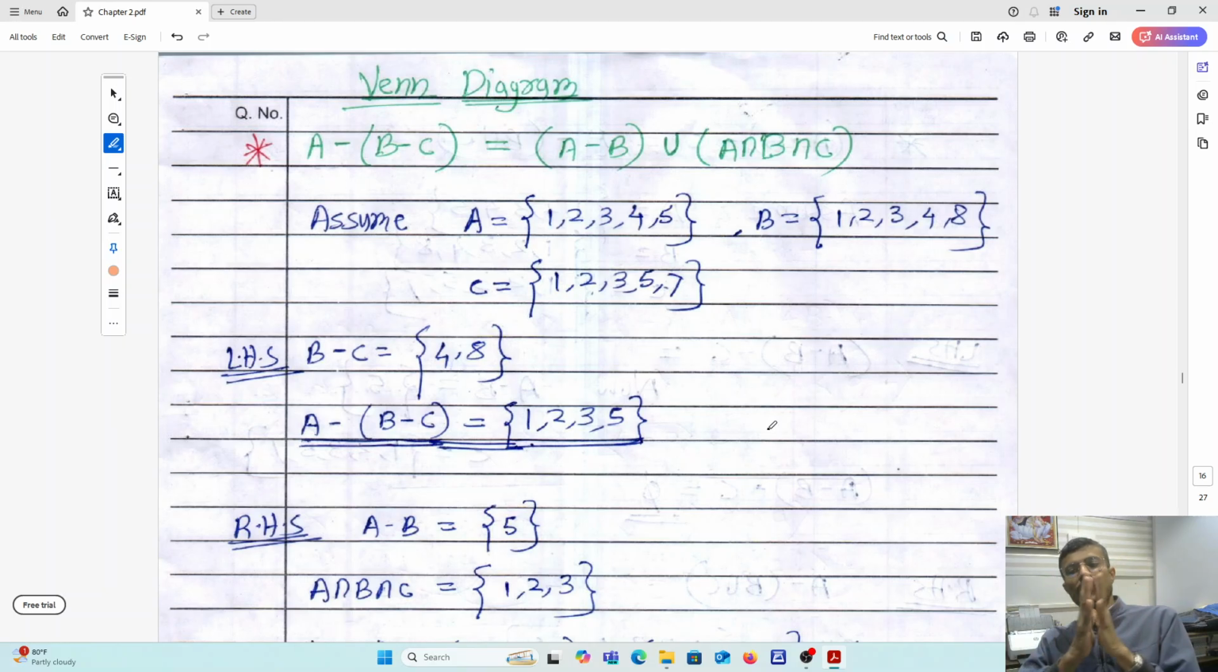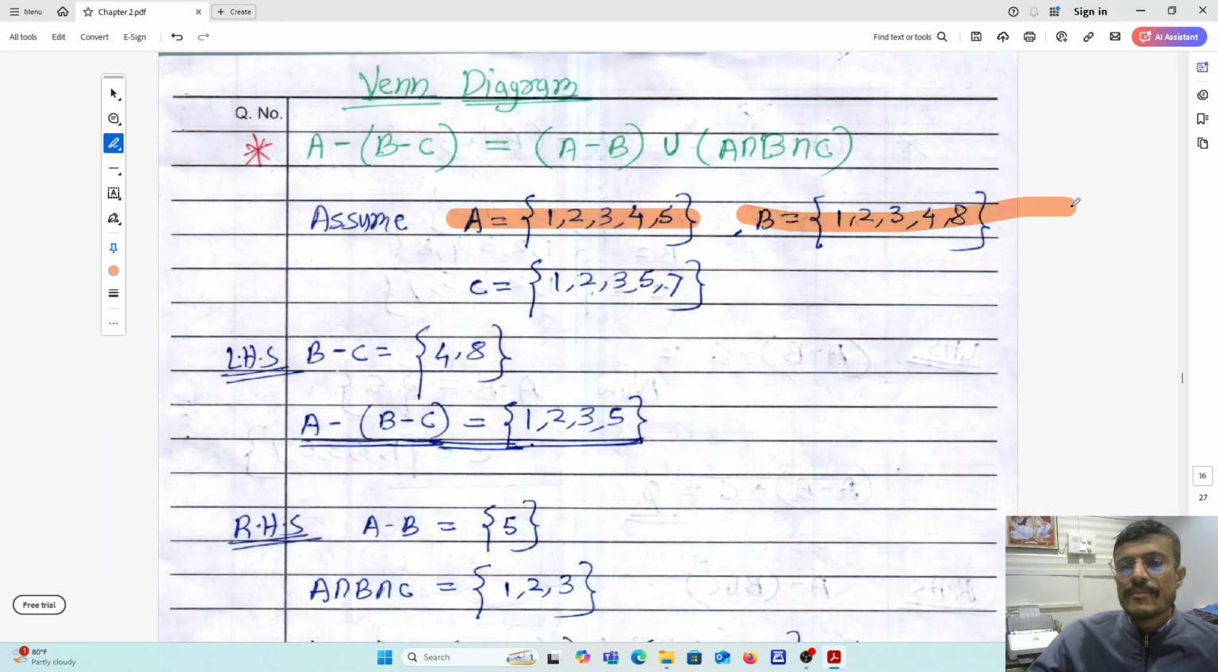Now we have to draw Venn diagrams for different examples with respect to the given sets A, B and C. Three sets are given to you. You have to draw the Venn diagram for A minus (B minus C), which is equal to (A minus B) union (A intersection B intersection C). So let us take the LHS. B minus C will give you 4, 8. Fine. A minus (B minus C) will give you 1, 2, 3, 5.